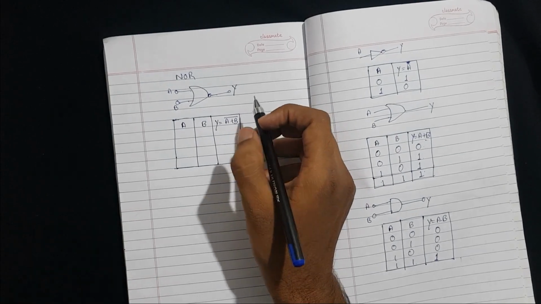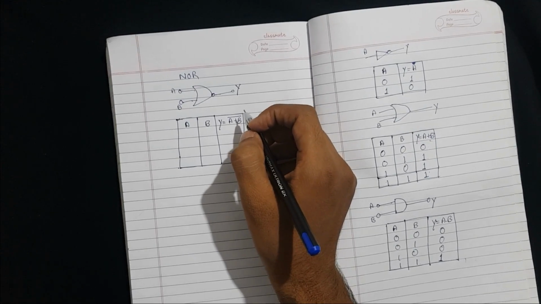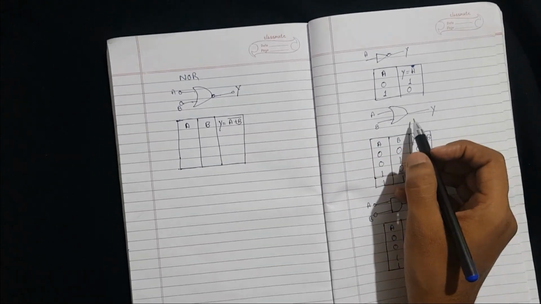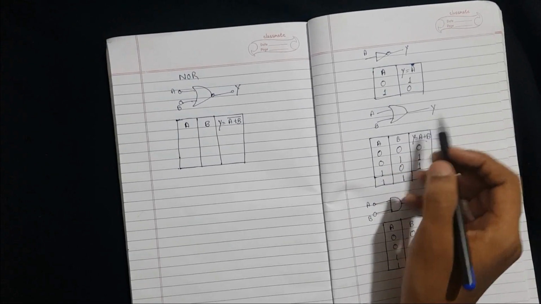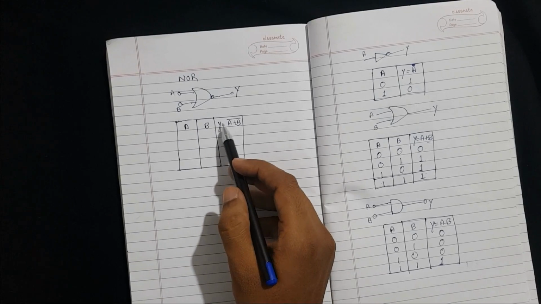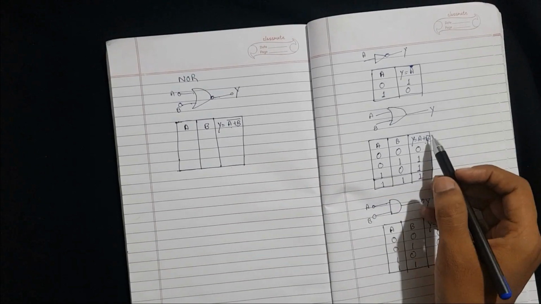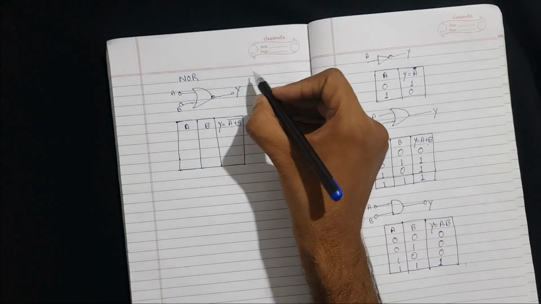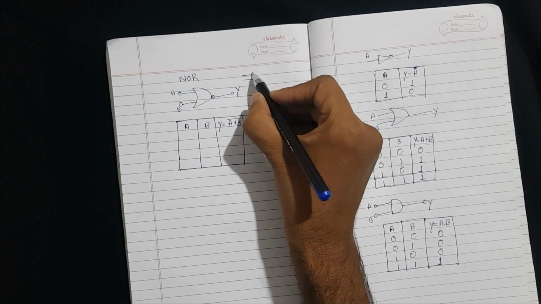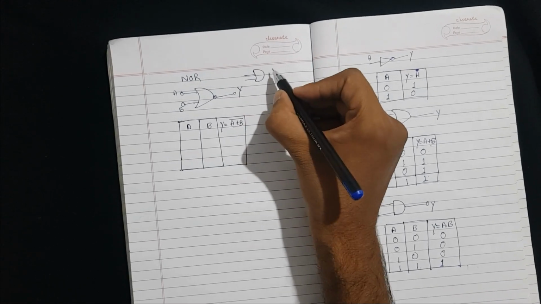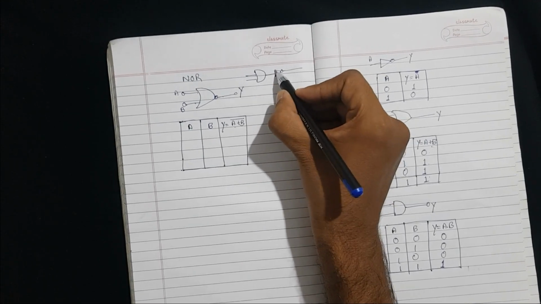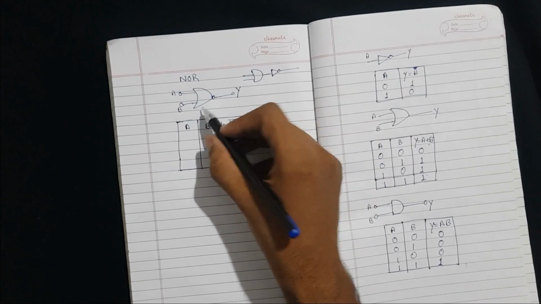So yes, if you guessed it, you're right. Basically what it does is it inverts the OR of A plus B. So it is exactly like this: we can build a NOR gate with a combination of an OR gate in series with a NOT gate. So that becomes a NOR gate.